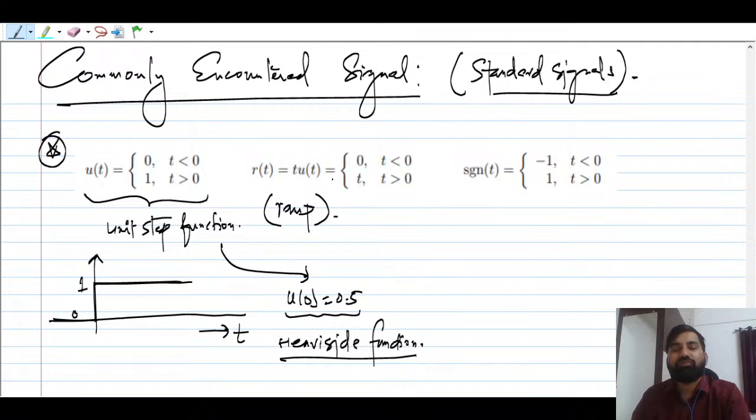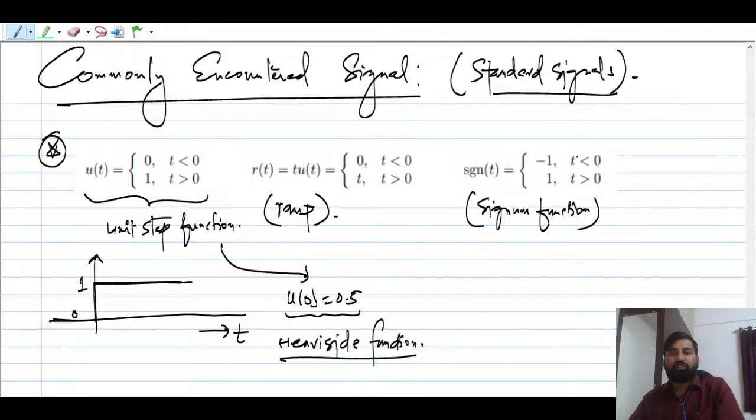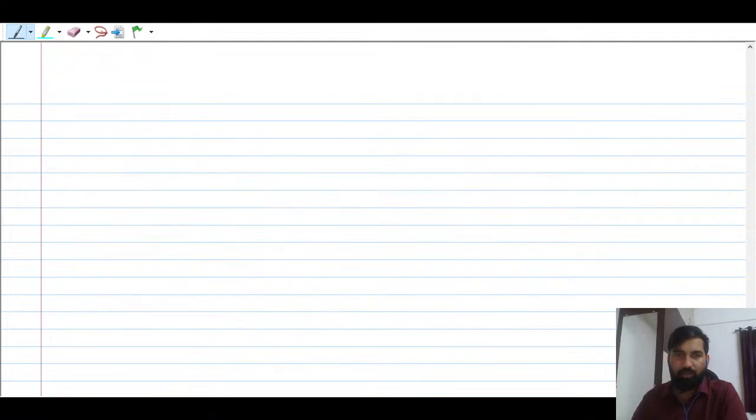Ramp, and this is nothing but a signum one, a signum function or a signal you can say. For positive time it is 1, for negative time it is negative 1. So if you want to plot it, let me plot.